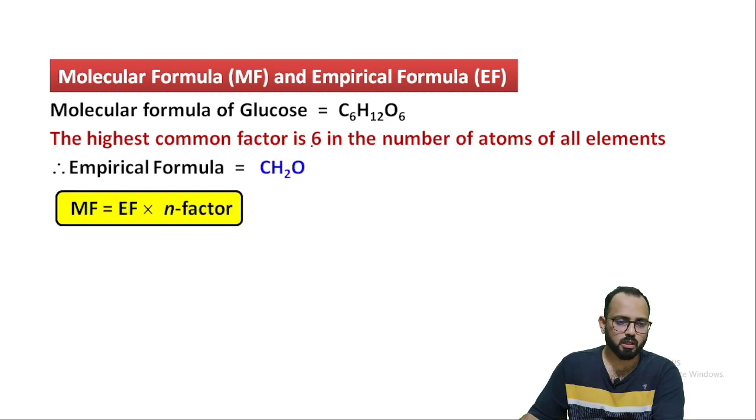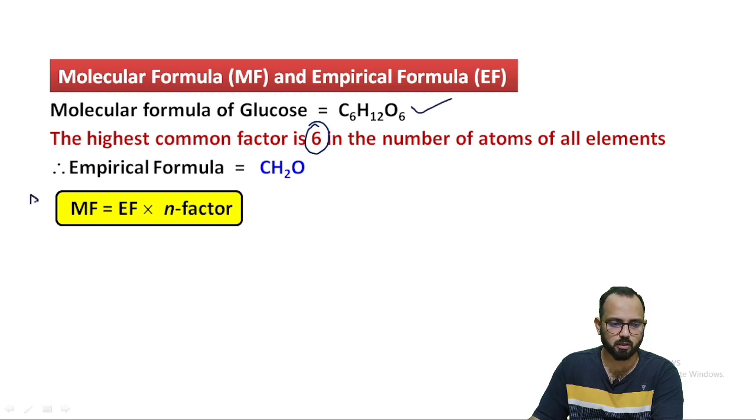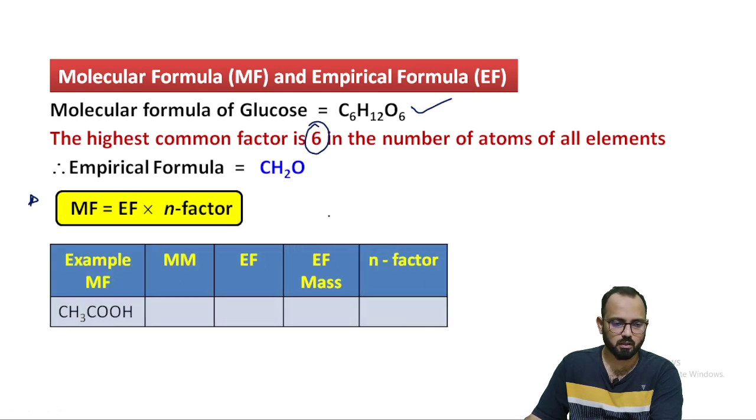Done. Molecular formula is equal to empirical formula into n factor. Here the n factor is going to be 6, right? 6 into empirical formula, you will get the molecular formula. Just remember, this is very important: molecular formula is equal to empirical formula into n factor.